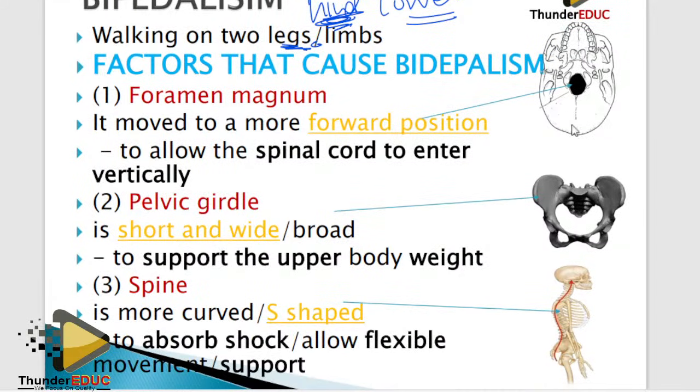Factors that affect bipedalism, please know them: the position of foramen magnum, the shape of the pelvic girdle, and the shape of the spine. The S shape allows flexibility. The pelvic girdle is short and wider to support the upper weight. The position of foramen magnum is in forward position to allow the spine to connect vertically. I'm not reading here. You might be thinking, but still when you read, it's not supposed to be like cramming. You just need to know.